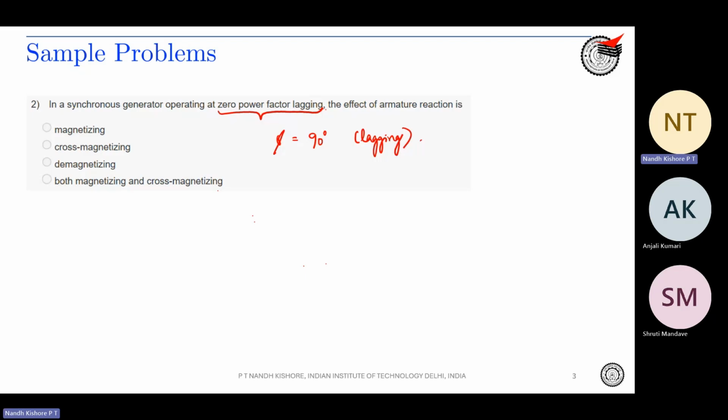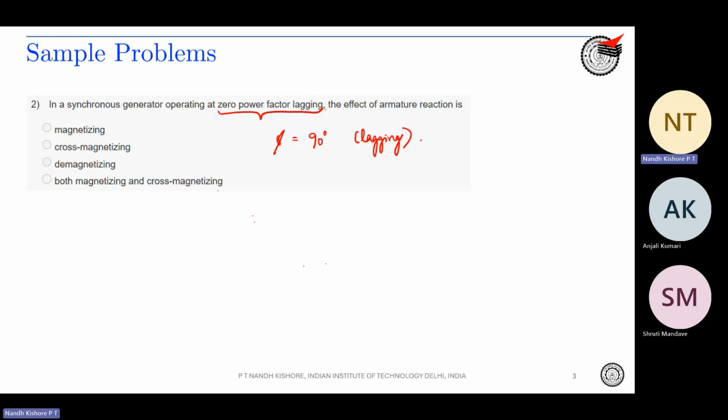So armature reaction is the effect of the magnetic field generated by your armature current on the rotor field flux. Now it can have multiple effects, right? Based on the angle or based on the power factor, it can either aid the rotor field flux, which means it can magnetize it, or it can demagnetize it, that is reduce the magnitude, or it can also have cross magnetizing effect, based on the angle, correct?